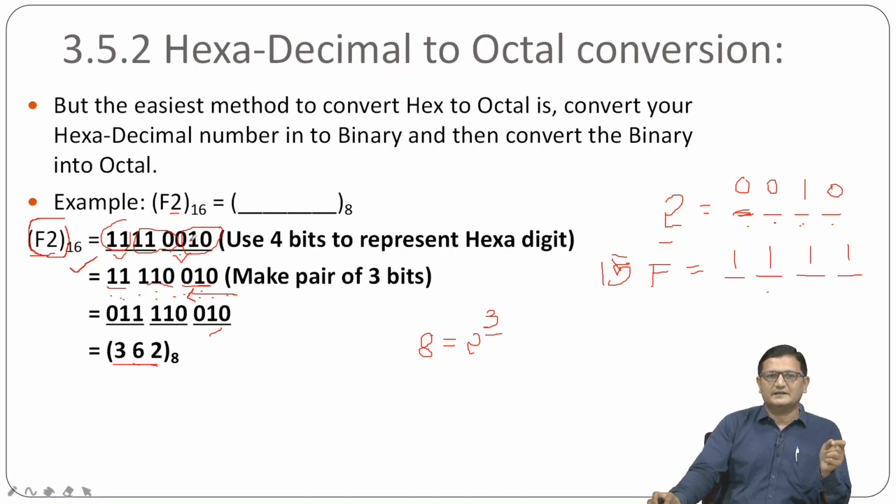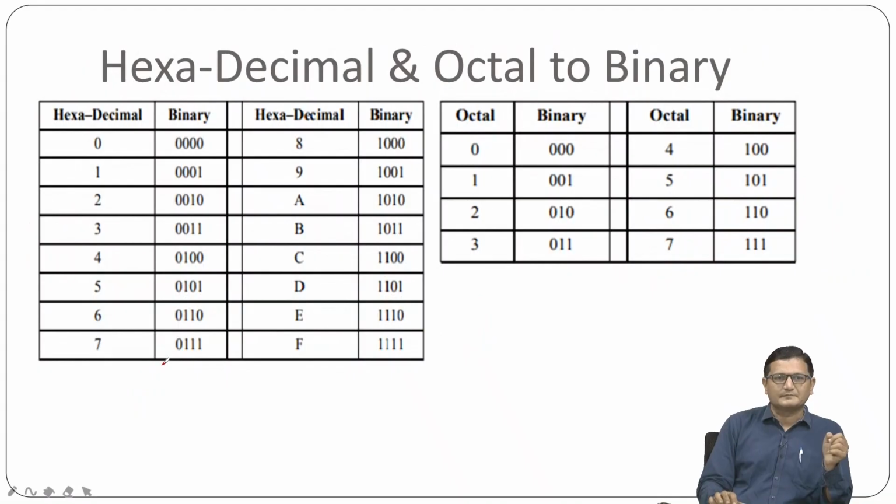So 3 bits, you write down here. Again 3 bits, you write down here. Again whatever remaining bits, you put them here. Suppose here there are only 2 bits, you append 1 0. Suppose here only 1 bit was there, I will append 2 zeros, right? You can add as many 0s as needed at the left hand side, and then convert this 3 bit pair into the decimal form, or octal form, and you will get the octal number. So this is easier than the previous method.